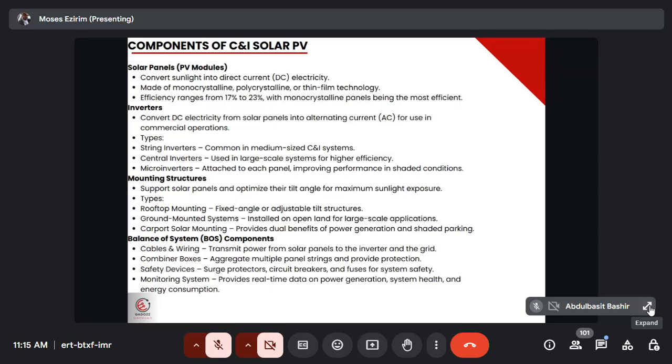Now, what are these? These are very, very key. When you see balance of system, they are very, very important. The reason why they are very, very important is simply because they can make or break your investments. All right. I'm sure you know that CNI is an investment.